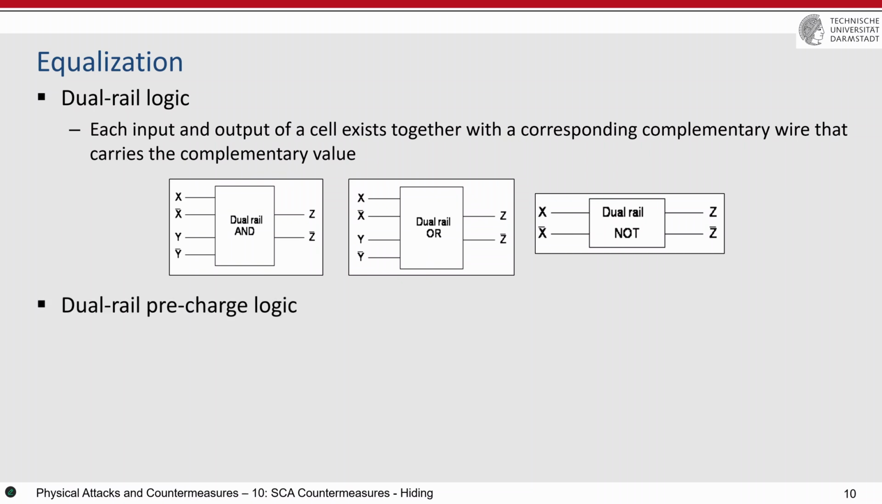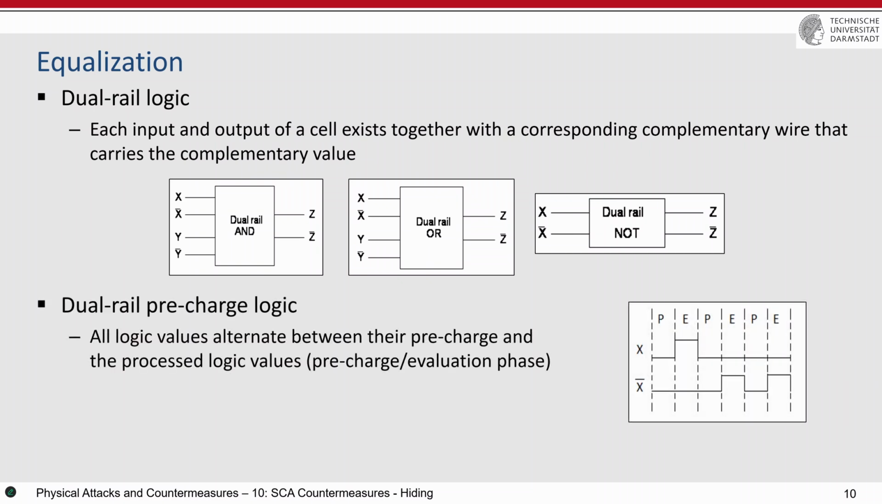And then what is a dual rail precharge logic? It's exactly similar to this, but it has two phases, precharge and evaluation. It means that every clock cycle has two phases for the circuit. In the precharge phase, you see X and X bar. In the precharge phase, both of them are 0. And in the evaluation phase, only one of them is 1.